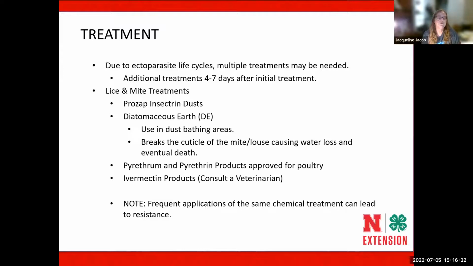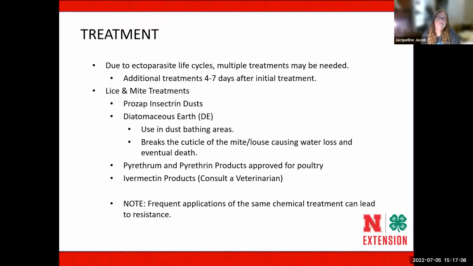The only time you would even think about using ivermectin is if your population of parasites has become resistant to whatever you're using. So there are bed bugs as well as northern fowl mites that have become resistant to the permethrin and pyrethrin products. If that was the case, then you might want to look at some of the ivermectin just to break the cycle.